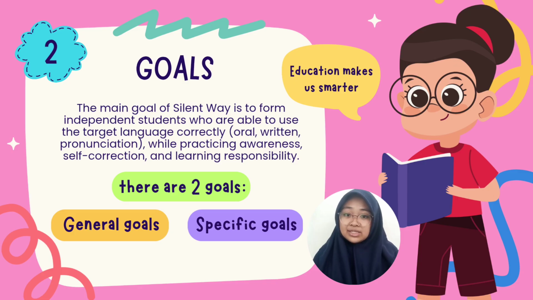The next is specific goals. Answer simple questions about self, family, education, travel, and daily activities. Speak with good pronunciation. Give oral or written descriptions of pictures and answer general questions about culture and literature.